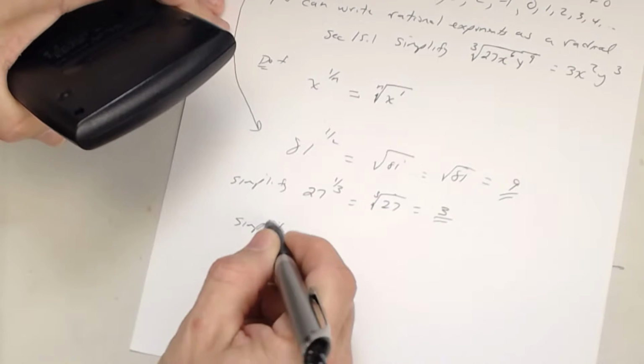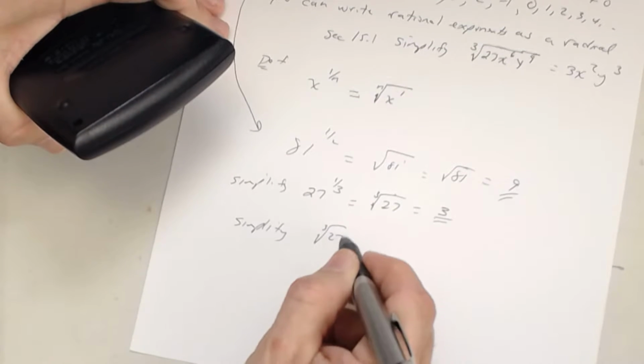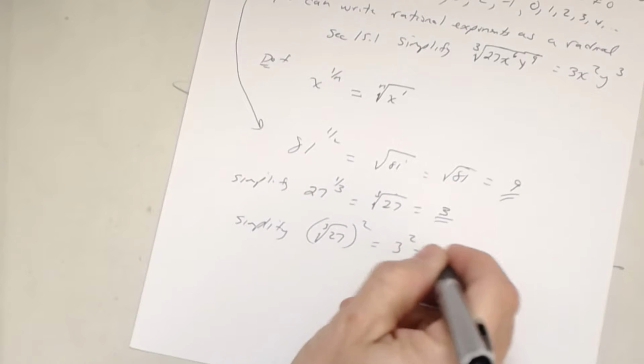Suppose we had this though. We didn't do this, but suppose we had the cube root of 27 squared. We didn't, but you can do that. What's the cube root of 27? 3. And what's 3 squared? 9. Okay. All right. That's the idea we're going to use in a little while.